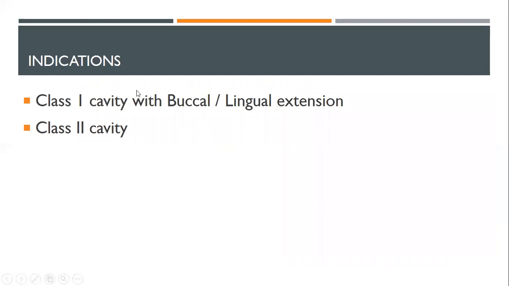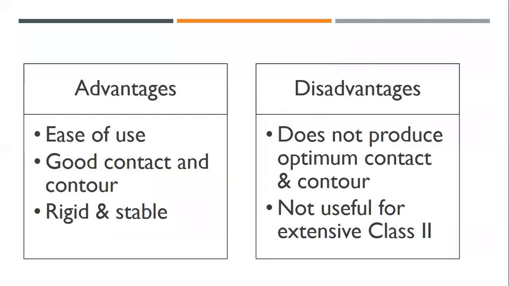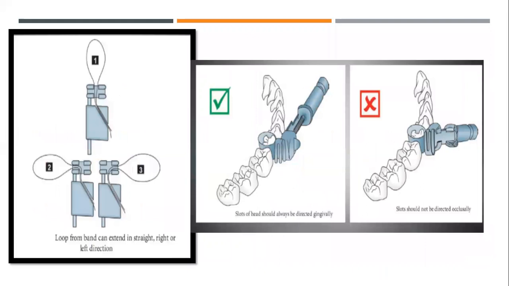So basically, it is indicated for a class 1 cavity with buccal or lingual extension and for a class 2 cavity as well. Advantages being that it is easy to use, there is good contact and contour established, it is rigid and stable. However, it does not produce a very good contact and contour in some cases, and it is not useful for extensive class 2 restorations. So basically, you can see the entire assembly with the slot facing gingivally. The band has to encircle the circumference of the tooth. We'll be discussing the placement in detail.